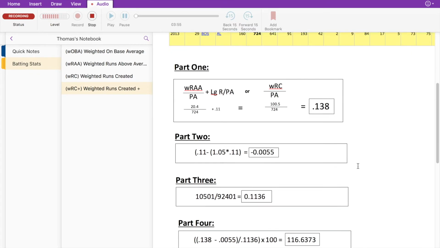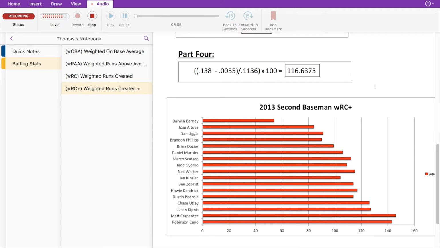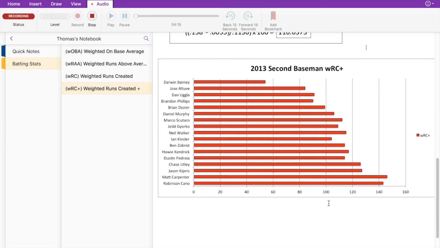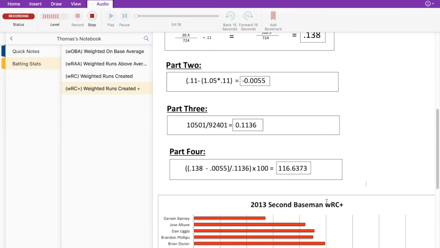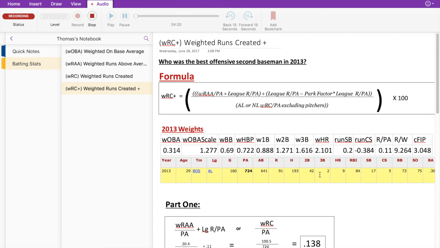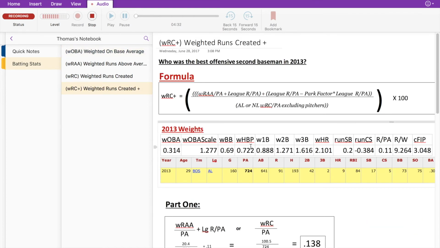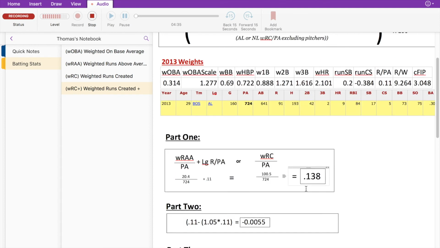Now we compare that to the 2013 weighted runs created plus stat for the second basemen in 2013, and you can see here he is about 114. The best that year was Matt Carpenter, and the second best was Robinson Cano. So now you can see why it's such an important stat. It's adjusted for the park, it's adjusted for the league, and it's built off this weighted on base average, which calculates all that Dustin Pedroia did for that season.